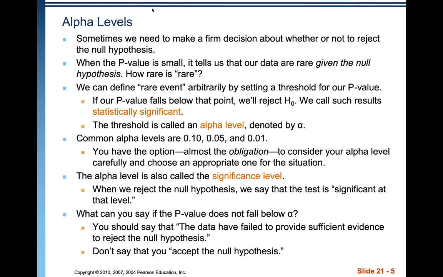When we reject the null hypothesis, we say that the test is significant at the alpha level. If our p-value does not fall below alpha, what we should say is the data have failed to provide sufficient evidence to reject the null hypothesis. You never, ever, ever say you accept the null hypothesis. You never, ever say that you prove either hypothesis.